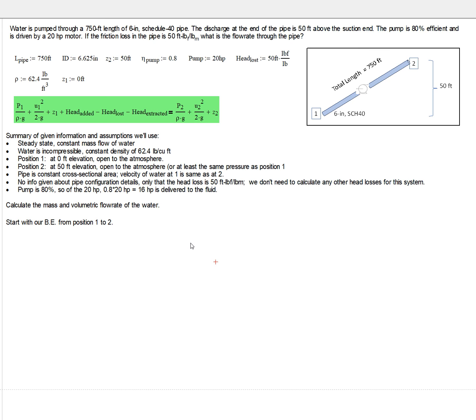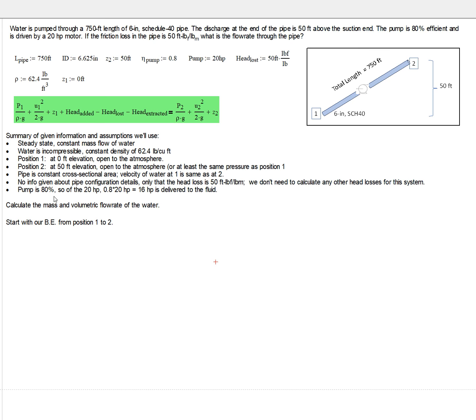No information is given about pipe configuration details. Right? We don't know what the material construction is, so the surface roughness, we aren't told any details about that. Nothing about fittings or valves or anything else, constrictions, expansions. But we are told what the head loss is. The only thing is the head loss is in a little bit different units than what we're used to seeing and what we have written as we have our Bernoulli equation written.